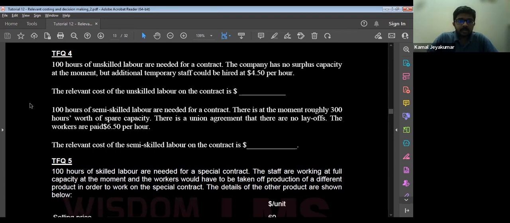Now look at the next question. 100 hours of semi-skilled labor is also needed, right? At the moment you have 300 hours worth of spare capacity. So do you have enough spare capacity to meet this demand? Yes, you need only 100 hours and you have 300 hours of spare capacity. There is a union agreement that there are no layoffs. That means whether you have work or not, you have to pay those employees for the 300 hours worth of spare capacity. Workers are paid $6.50 per hour. What is the relevant cost of semi-skilled labor?